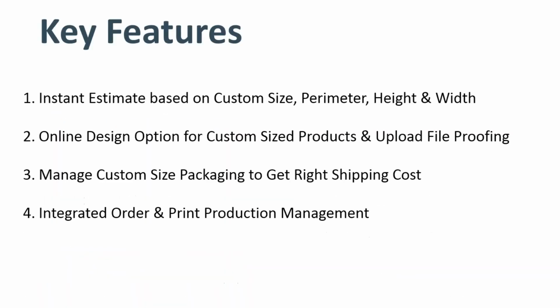The key features it has are, first, instant estimation based on the custom size, perimeter, height, and width. So your customer can get an instant estimate by visiting your online store. Second, an online design option, so they can also prepare their own files using HTML5 Designer Studio, and if they have a ready file, they can also upload it and process the order. The third is custom size packaging to get the right shipping cost, where you can configure your products, and per product you can also configure the shipping packages, which give an instant estimate to buyers with the correct shipping cost.